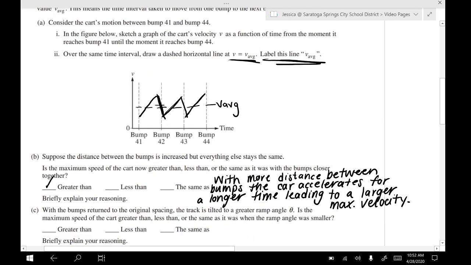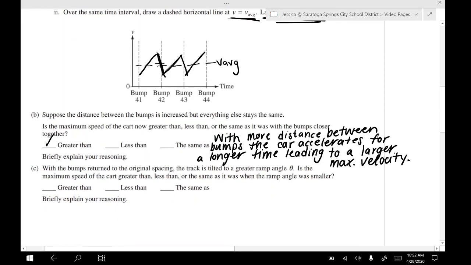Okay, C. So the bumps are returned to their original spacing. The track is tilted to a greater angle. So instead of maybe being a shallow angle like that, or like that, right? The maximum speed of the car, greater than, less than, or the same? So with a greater angle, theta. Okay, remember, let me draw this. Okay.